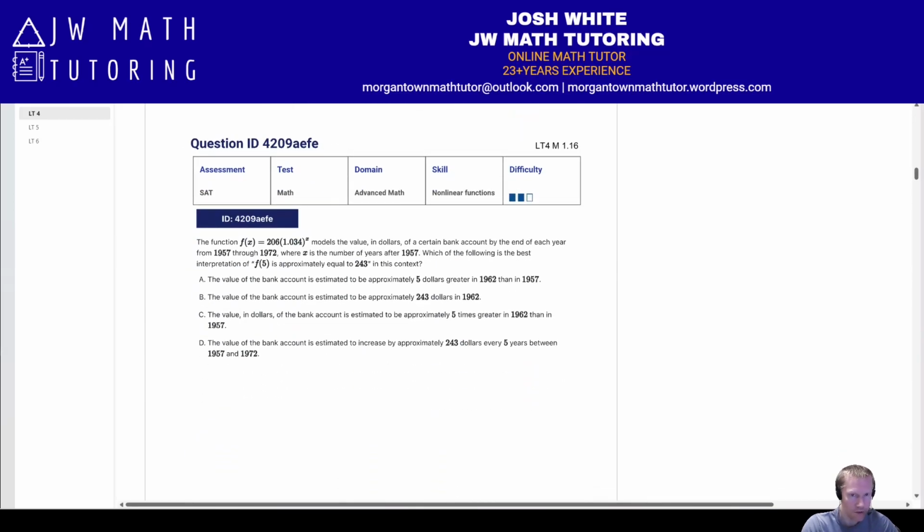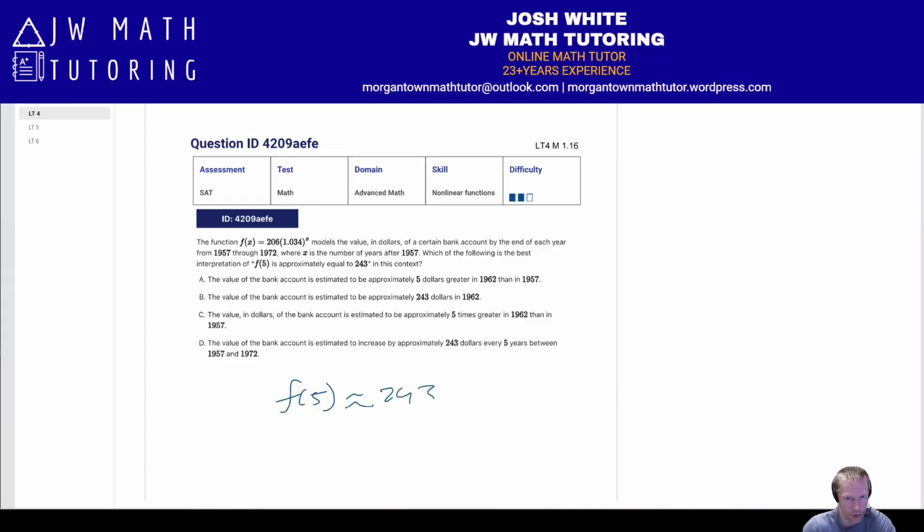All right, next up, question number 16. Here you have another interpretation question, except this time it's with an exponential function. They want to know about f of 5 is approximately 243. What does this mean? Notice 5 is inside here, so 5 corresponds to x. What does x stand for? It tells us x is the number of years after 1957. So in our answer, we're looking for either 5 years after 1957 or the actual year itself, i.e., 1962.